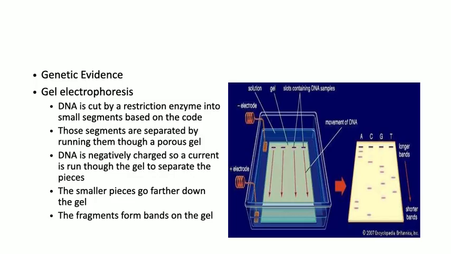Genetic evidence: electrophoresis. DNA is cut by restriction enzymes into small segments based on the code. Those segments are separated by running them through a porous gel. DNA is negatively charged, so a current is run through the gel to separate the pieces. The smaller pieces go further down the gel. The fragments form bands on the gel. You can see a traditional electrophoresis on the right-hand side.